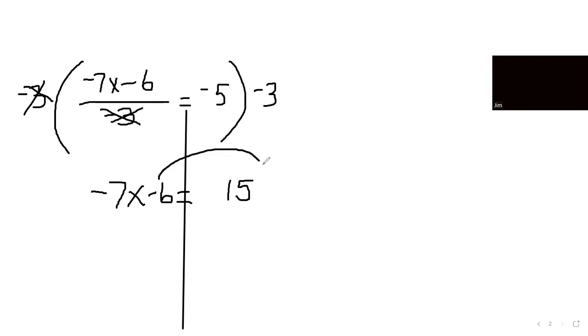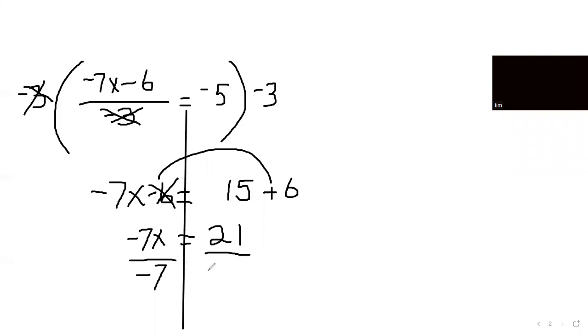So our -6 is going to jump over here and become a +6. So that leaves us with -7x equals 21. Okay, you're doing just fine. And now we're going to divide both sides by whatever number's in front of whatever letter. In this case, it's a -7. So they go away, and we end up with x equals -3. And that is our final answer.